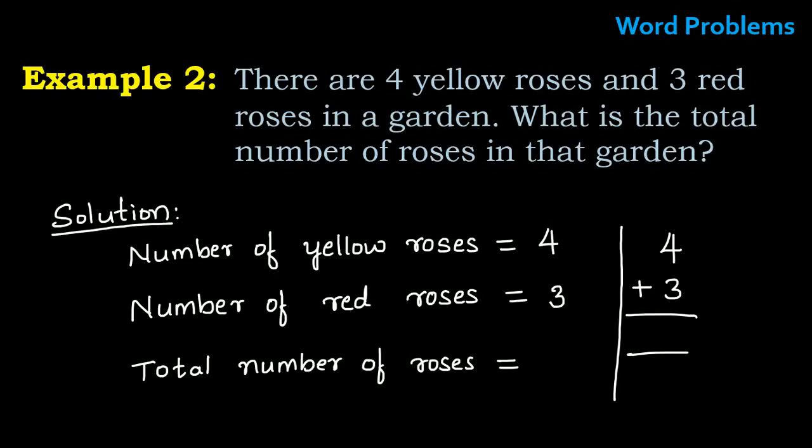Let me draw 4 lines here. 1, 2, 3, 4. And the second number is 3. I will draw 3 lines. 1, 2, 3. Counting all these together now. 1, 2, 3, 4, 5, 6, 7. 7 is the answer. Therefore, total number of roses in that garden is equal to 7. So like this you have to understand the given word problem and then you have to solve it as shown here.